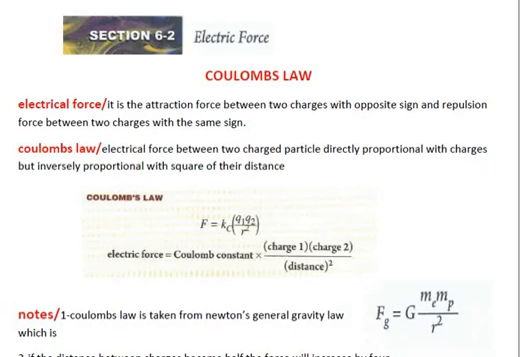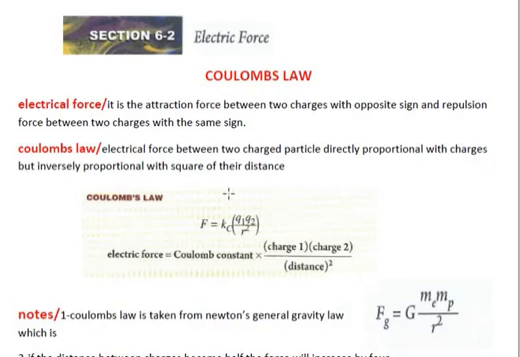So, according to Coulomb, if you have two charges with opposite sign, they will attract each other, for example positive and negative. But if you have two charges with the same sign, positive and positive or negative and negative, they will repel each other. In general, Coulomb's law says the electrical force between two charged particles is directly proportional to the charge but inversely proportional to the square of the distance.